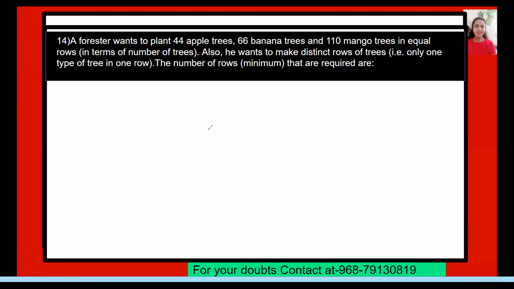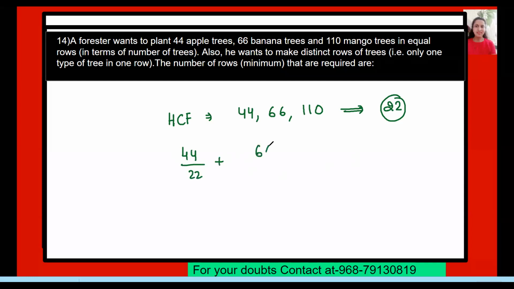Like we are going to find the SCF. So SCF of 44, 66 and 110 is, you can say orally, it will be 22. Now 22 is the SCF. So 44 by 22 plus 66 by 22 plus 110 by 22. That will be the division. So it will be 2 plus 3 plus 5. So that will be 10. So 10 would be the answer.